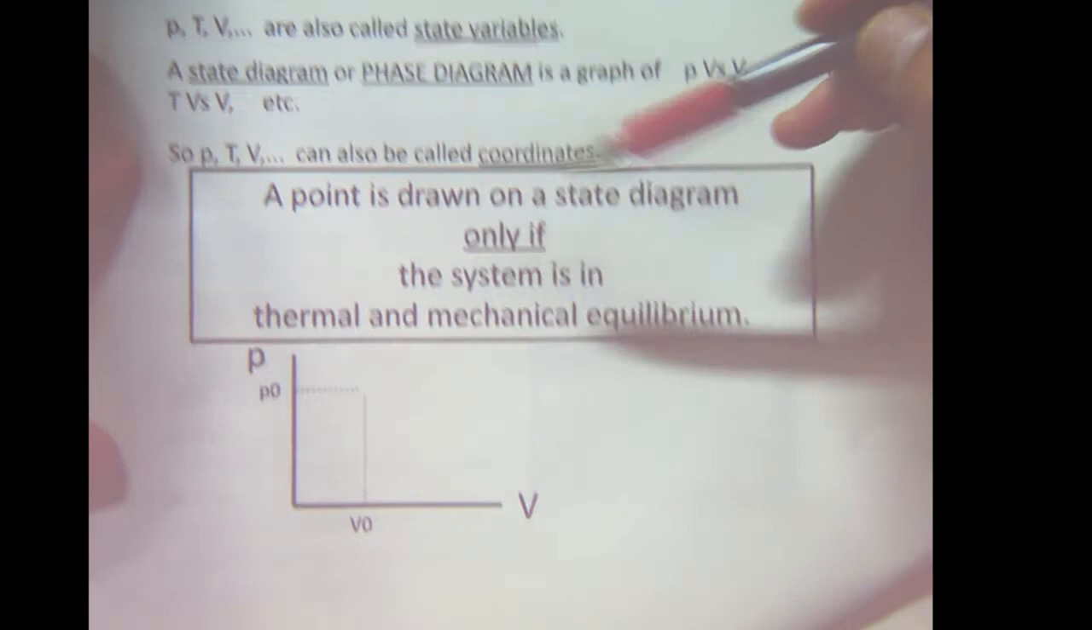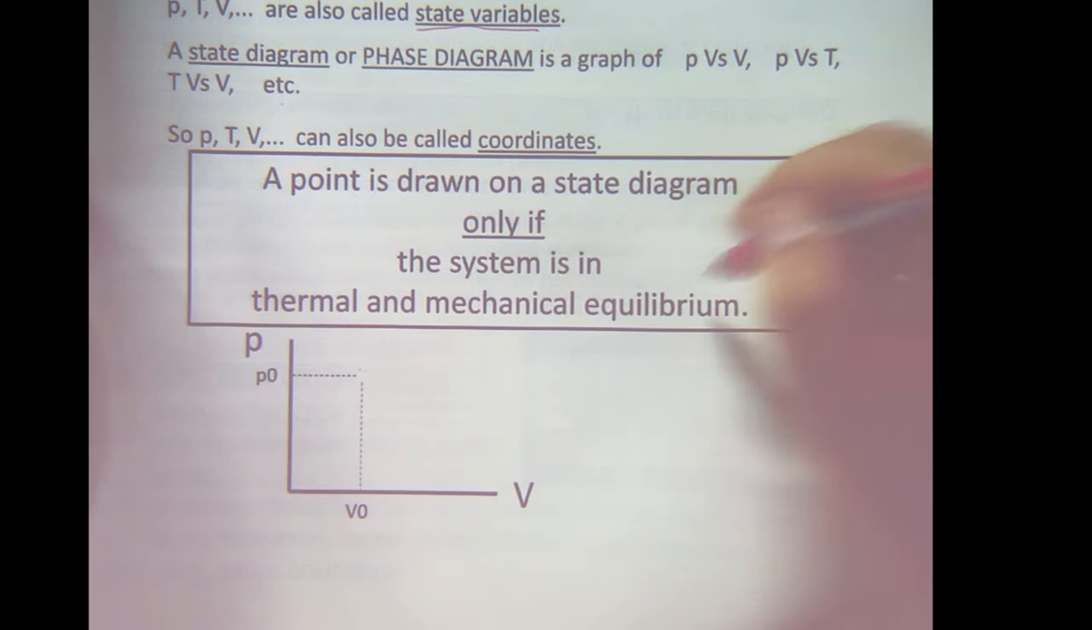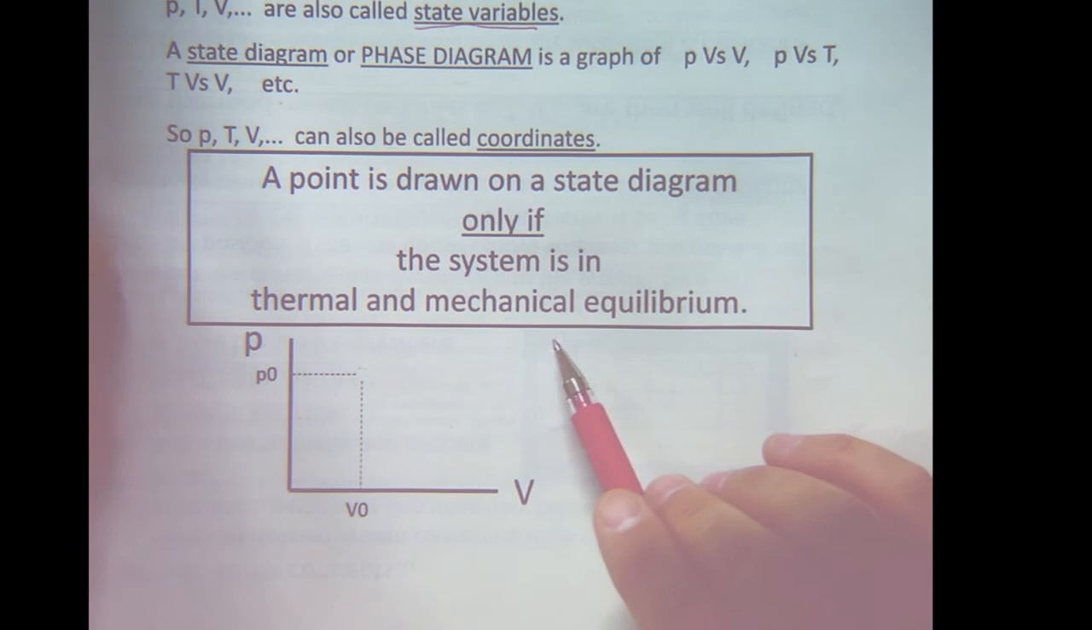Now, here's a very important point. And unfortunately, a lot of textbooks, certainly not Callen, but a lot of textbooks, even the first year textbook Resnick, Halliday, Walker, in one of the problems at the end, break this rule. And that is that a point is drawn on a state diagram only if the system is in thermal and mechanical equilibrium, because only then it makes sense.